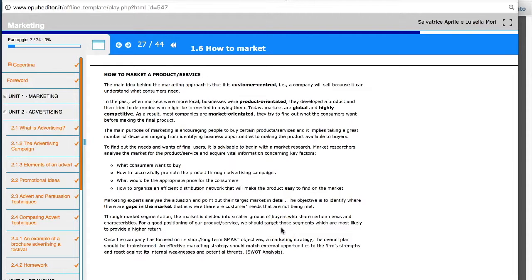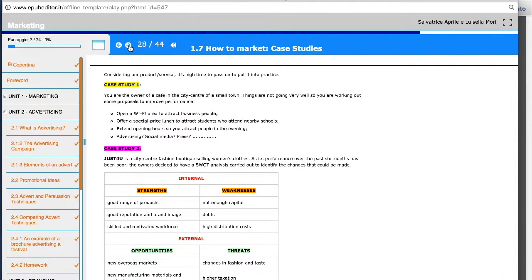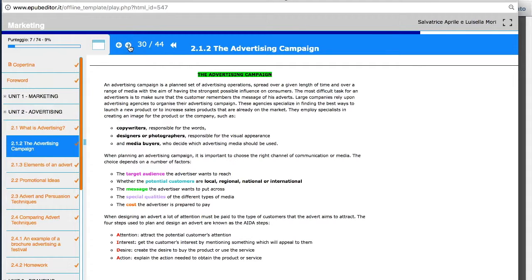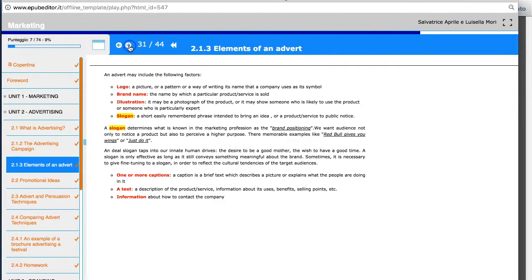Once they had decided that their product was viable, the students did some further reading about marketing and advertising. For example, they read this text about how to market a product or a service. They read some case studies. They read some more information about advertising and an advertising campaign and the elements of an advert. Then they thought about a logo, a brand name, and a slogan, and they created a brochure.